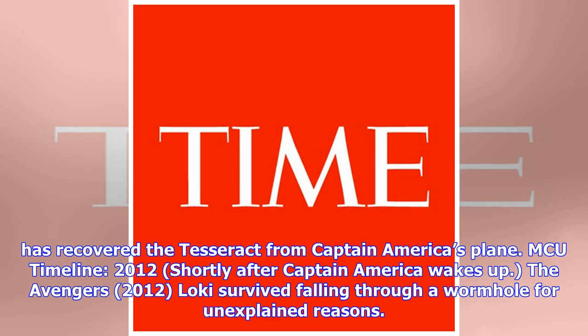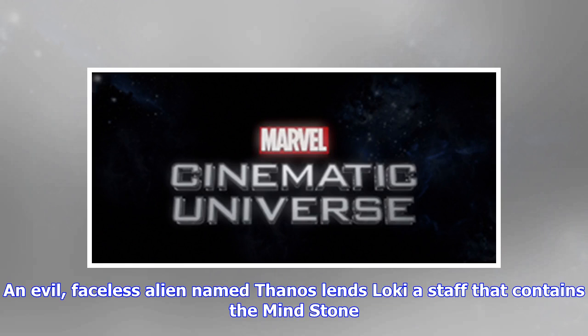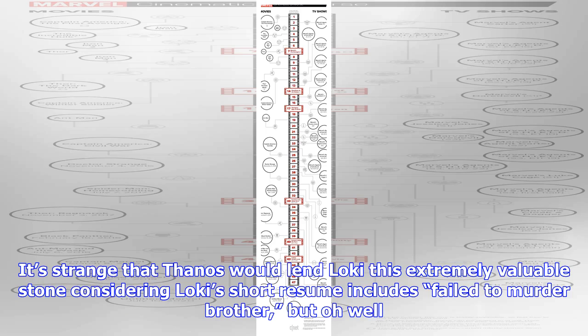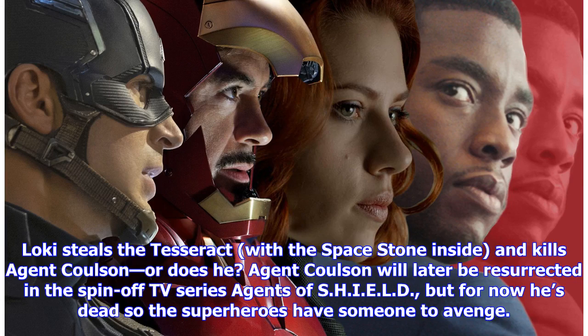Loki survived falling through a wormhole for unexplained reasons. An evil, faceless alien named Thanos lends Loki a staff that contains the Mind Stone. The stone allows Loki to control others' minds. It's strange that Thanos would lend Loki this extremely valuable stone, considering Loki's short resume includes failed to murder brother, but oh well. Loki steals the Tesseract with the Space Stone inside, and kills Agent Coulson, or does he?